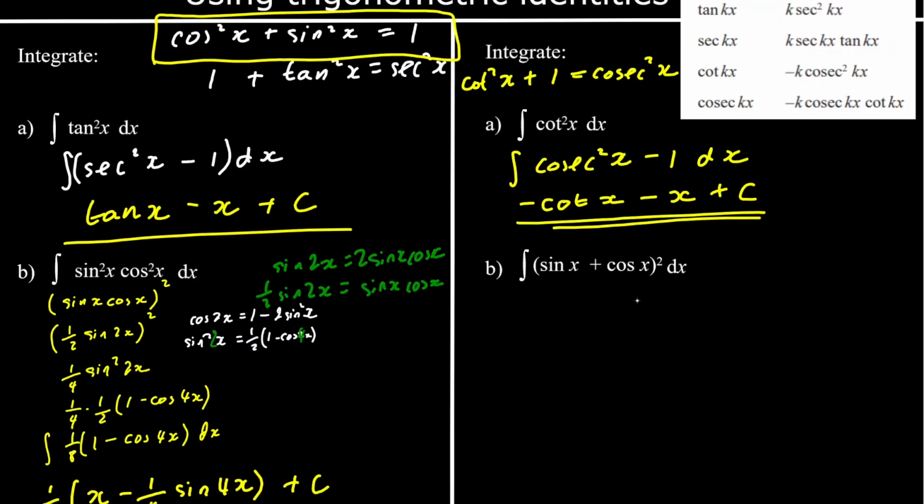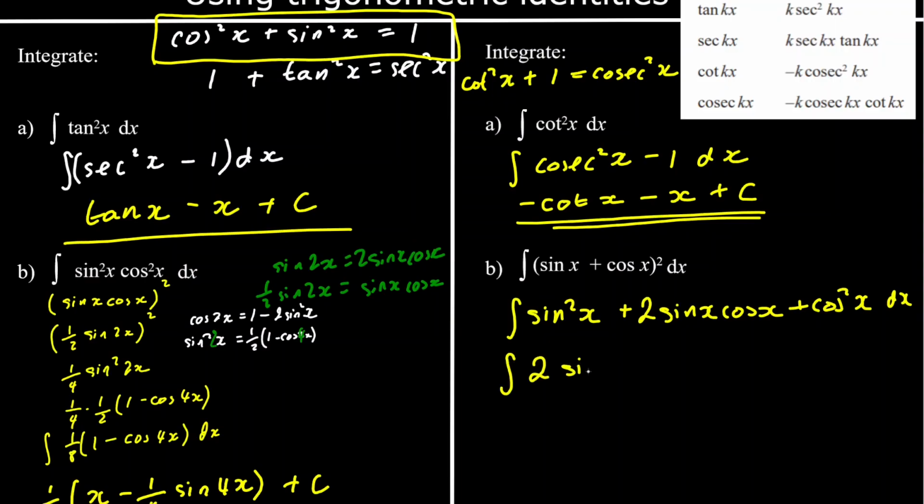Sin x plus cos x all squared. So let's expand the brackets. We're going to get sin x times sin x, sin squared x, plus sin x cos x, plus another sin x cos x, 2 sin x cos x, plus a cos squared x, with respect to x. The sin squared x plus cos squared x equals 1. So we've got 2 sin x cos x plus 1 that we need to integrate.